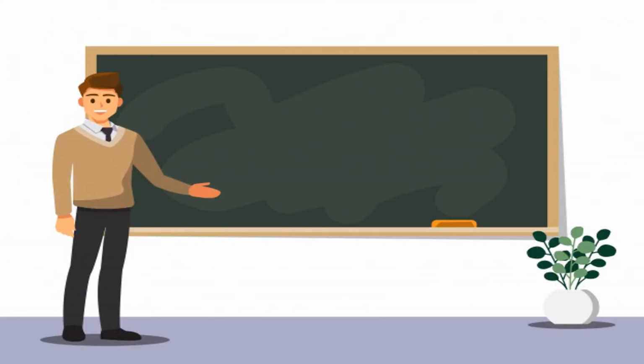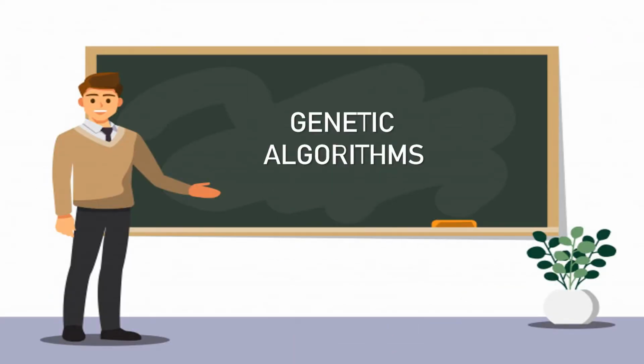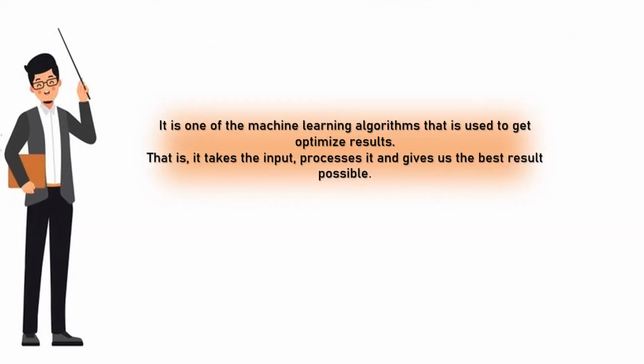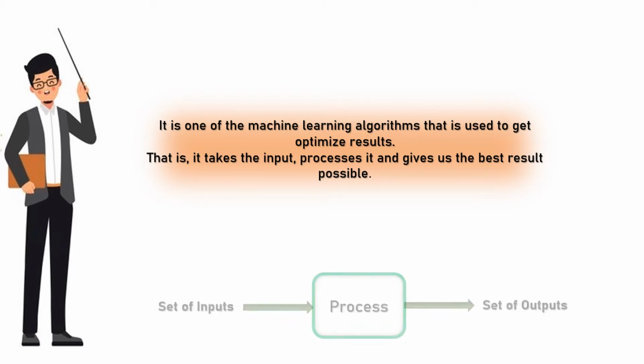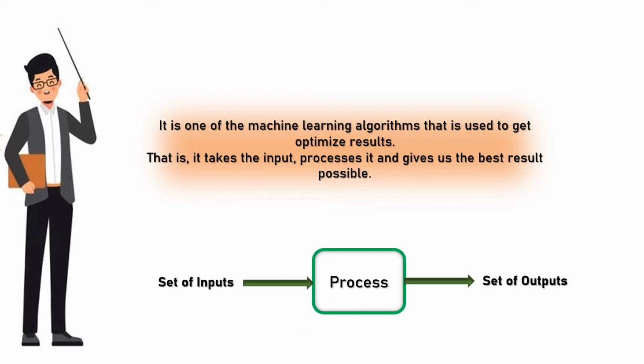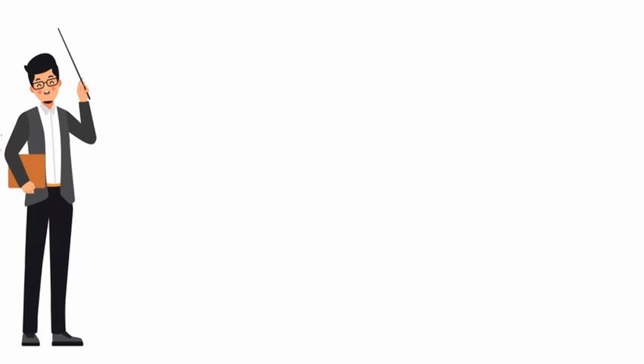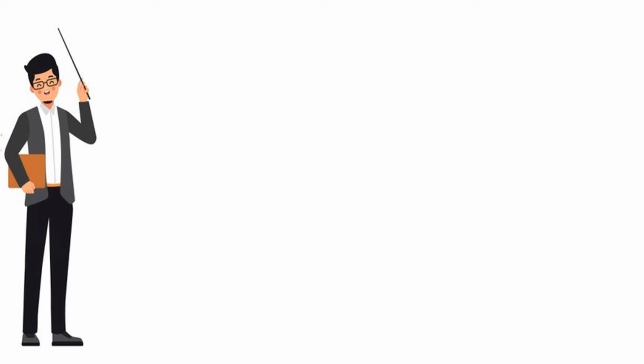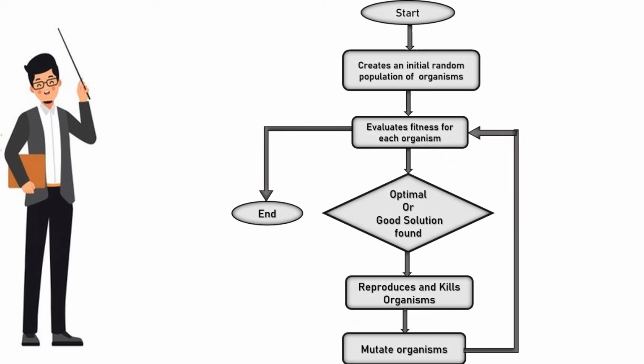Hi there, today our topic is genetic algorithms. It is one of the machine learning algorithms that is used to get optimized results. That is, it takes the input, processes it, and gives us the best result possible. It is widely used in business, scientific and engineering domains. Let's see the flowchart of genetic algorithms.